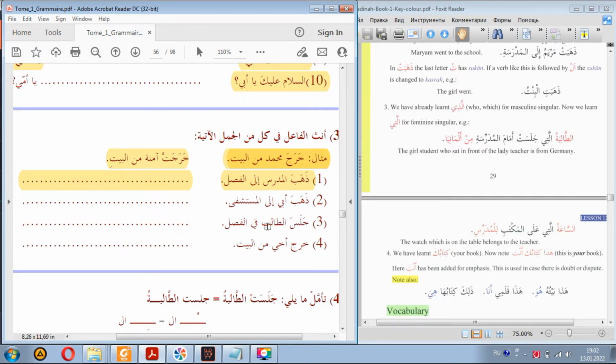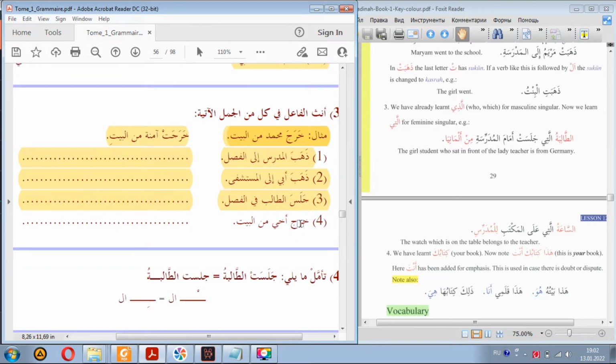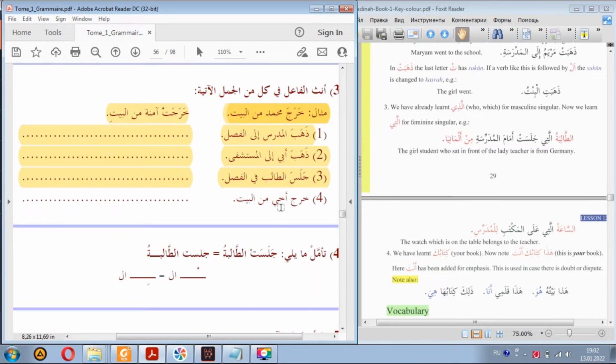جلس الطالب في الفصل. The student sat down in the class. And here we say جلست الطالبة. جلست الطالبة في الفصل. I think it's clear. جلستِ الطالبة. الطالبة has alif lam and ta takes kasra in the end. خرج أخي من البيت. خرجت أختي من البيت.